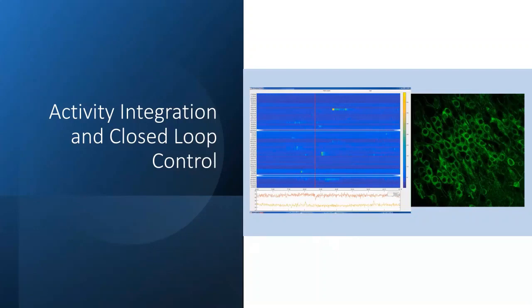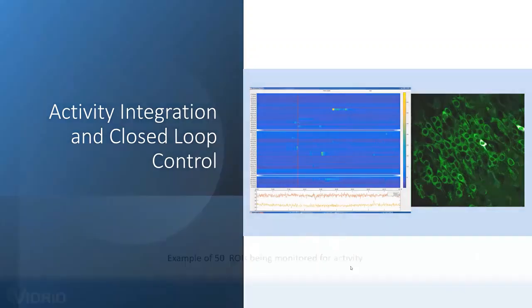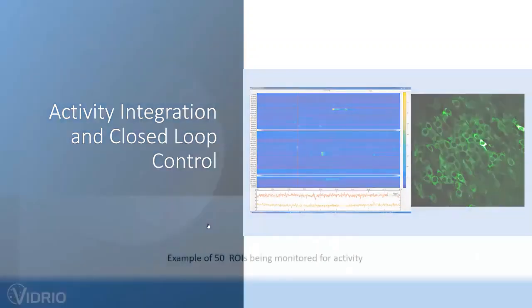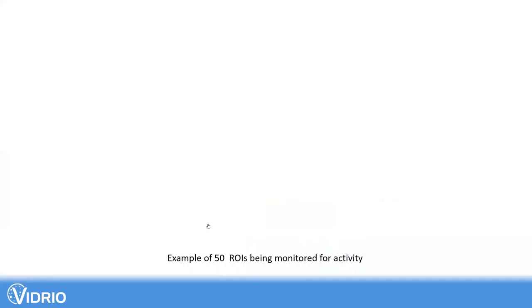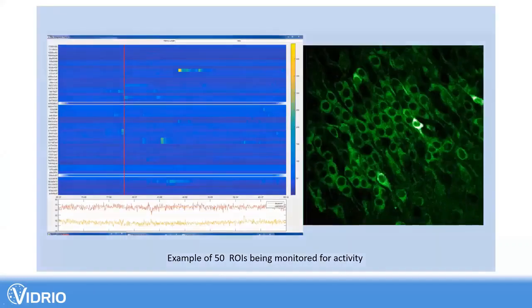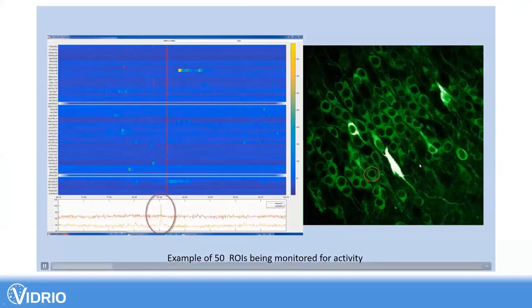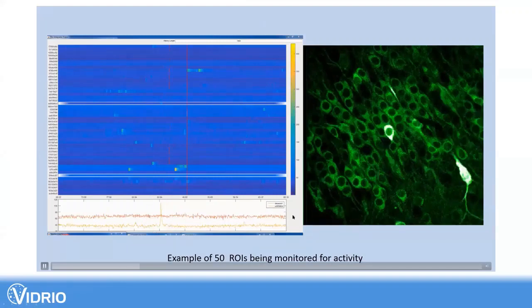So now I wanted to just highlight a little bit about activity integration and closed loop control. So this is a movie from Janelia, and this shows an image over here that's ongoing in real time of a live awake animal. And then this is the actual reporting interface for the region of interest activity integration monitor.